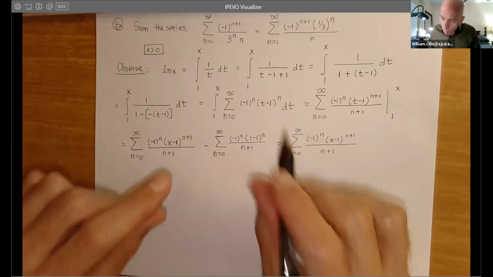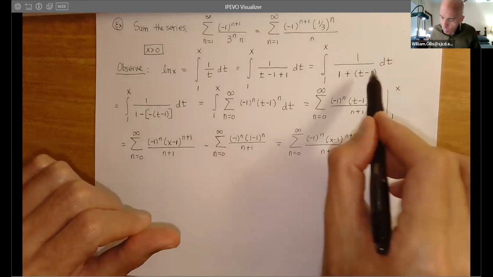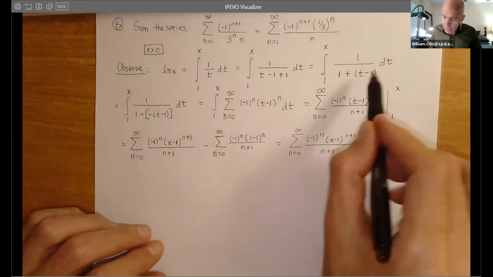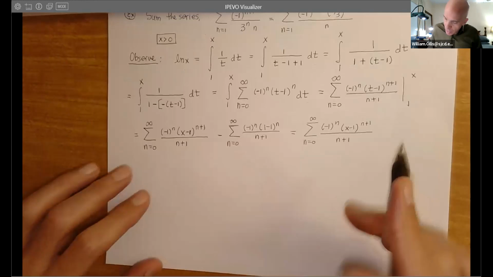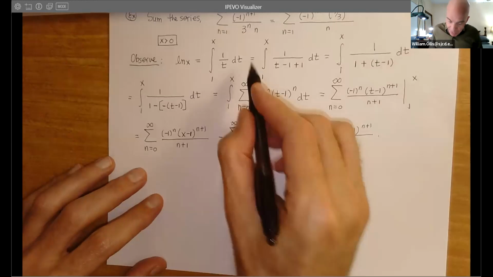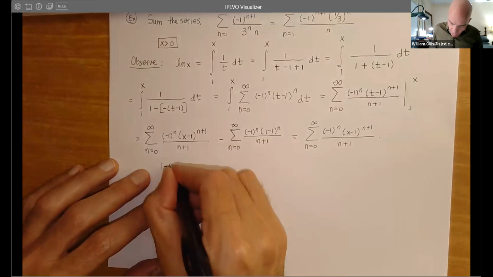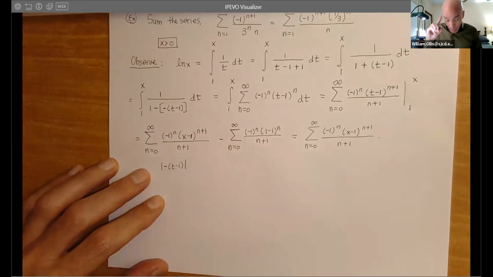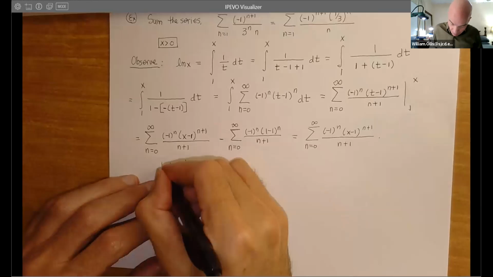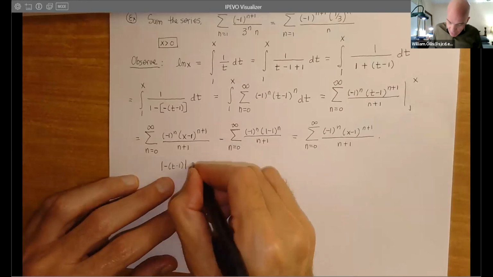Now, again, when we look up here, we're thinking, okay, well, what's our interval of convergence? So let's check that. The new R, so to speak, is this. So we have negative t minus 1 in absolute value must be less than 1.